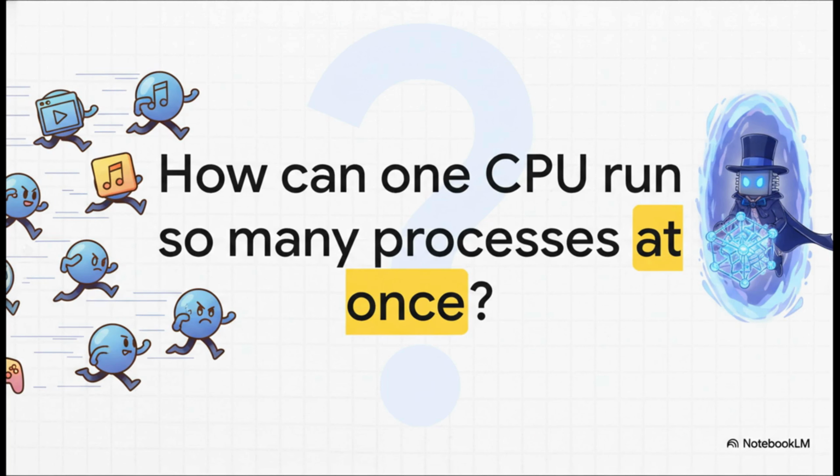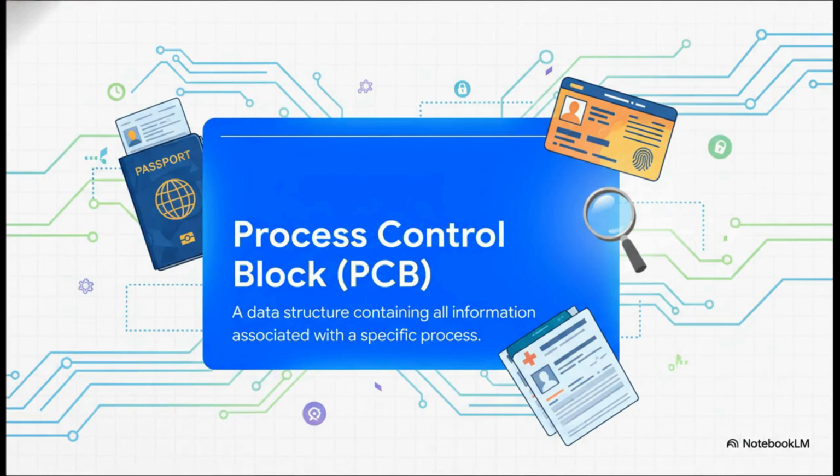Your CPU is actually a master illusionist, and it has this incredibly clever trick up its sleeve. And the secret to that trick is a special little ID card. And here it is, the hero of our story, the process control block, or PCB for short. Every single process in the system has one of these. It's like a process's passport, its driver's license, and its entire life story all rolled into one.